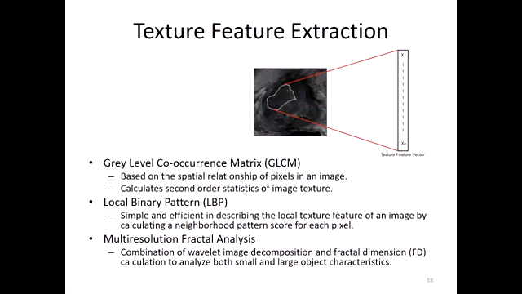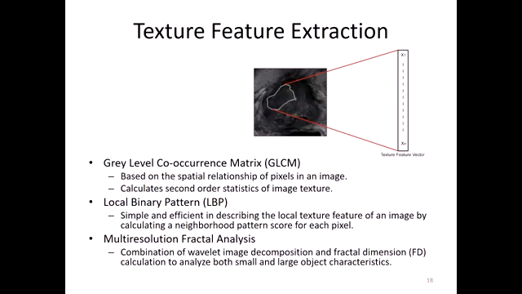The second will be a local binary pattern. So this is very computationally efficient, simple and efficient in describing the local texture feature of an image by calculating a neighborhood pattern, a neighborhood around the pixel, so we can get local features. And then we can bin these into a histogram and see, over the overall image, how many of one feature or pattern it has, and calculate anything in the histogram, so distributions that we can see.